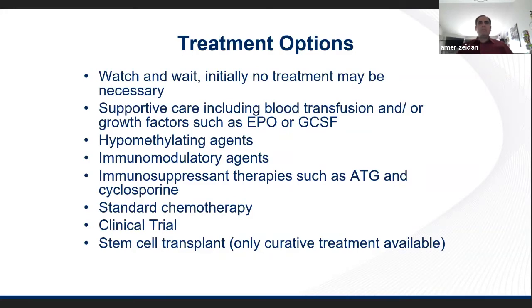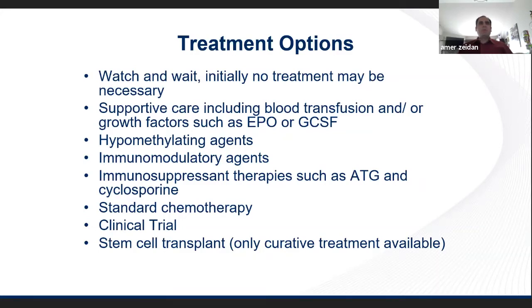Another thing we often do is supportive measures such as blood transfusions. As I mentioned, some patients might only need a transfusion every 3-4 months, so they might not necessarily need to be treated. But if the transfusion frequency becomes higher, then we would want to treat that. And then you have a listing of some of the drugs that we use. I'll talk about some of these in the next few slides.